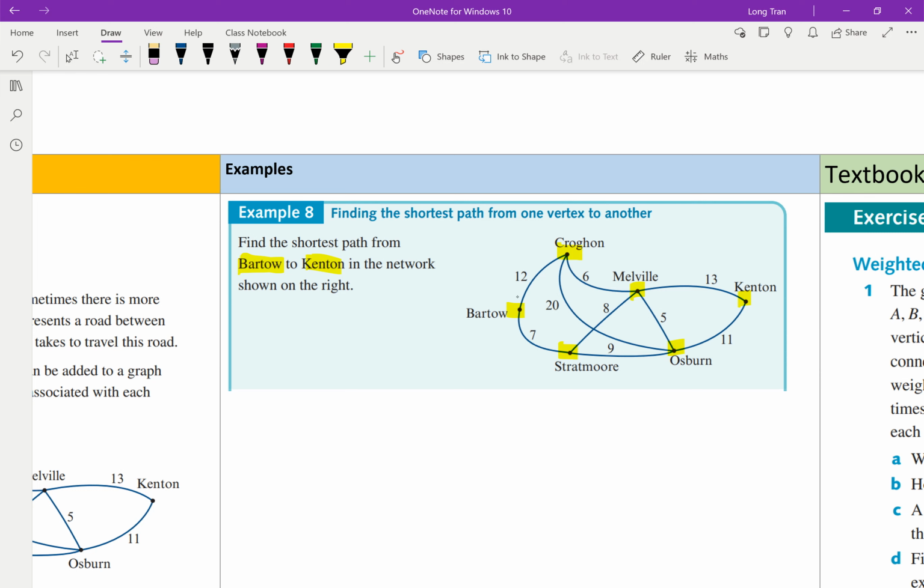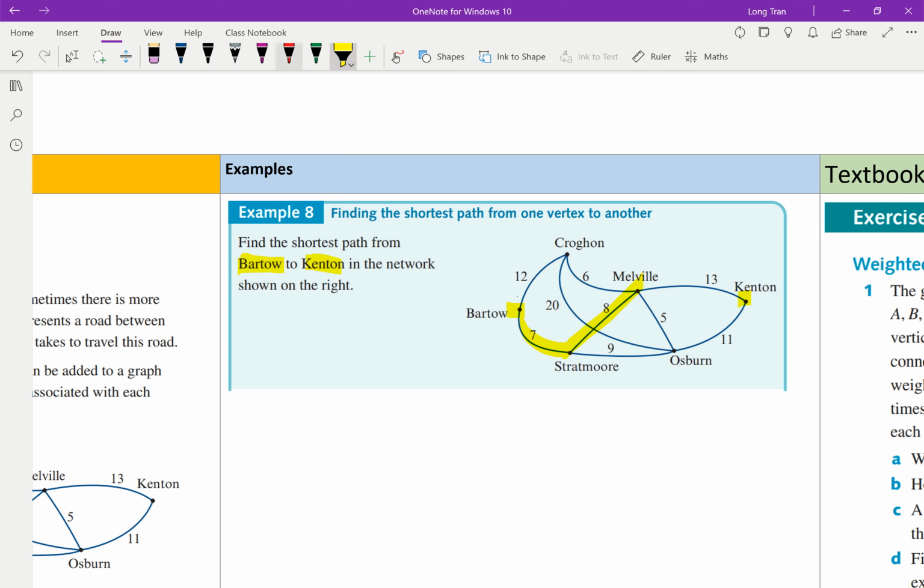So here we go. If I were to find the shortest distance by instincts, I wouldn't go Bartow to Crowthorne because it's 12 distance, whilst this is 7 to Strathmore. I mean, I could test it later, but 7 looks like the smallest value that I can have a go. And then from here, I'm like, well, I can go to Osborne, which is 9, or I can try Melville and go 8, because 8 is smaller than 9.